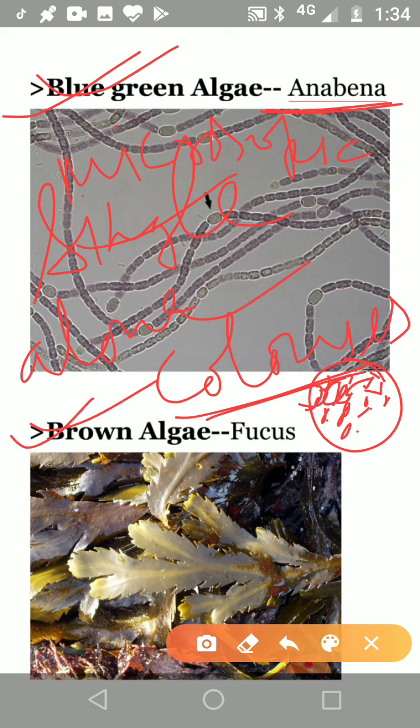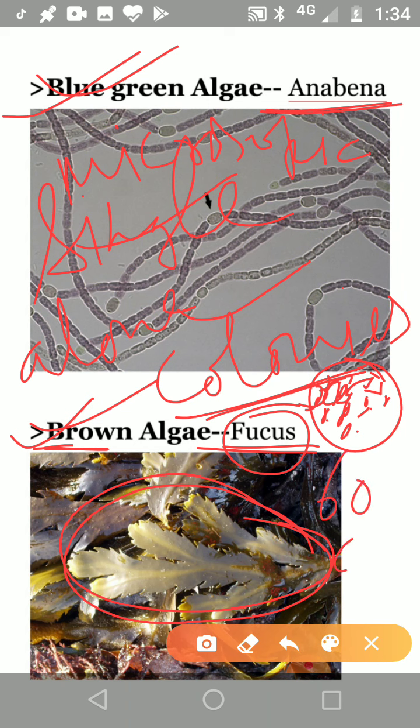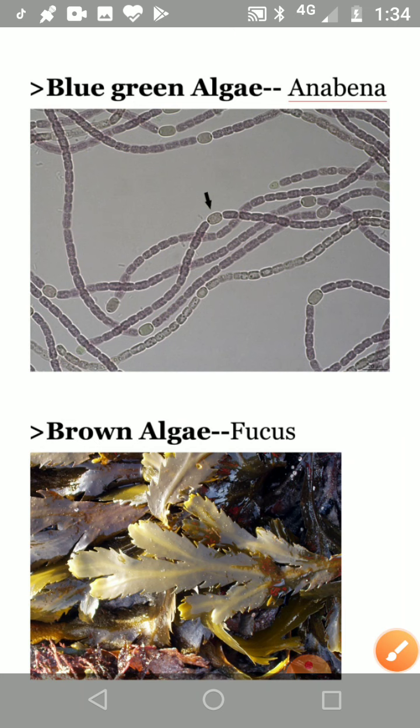Now the next is brown algae. That means brown pigment is present in this algae, so it is brown. Fucus. Brown algae, a fucus. As you can see, this is the entire body of this fucus. It is a thallus body. They do not have any roots, stem and all. It is actually 90 centimeter long. So it means it is a multicellular organism. We can see them. Okay, so this is about the different kinds of algae.